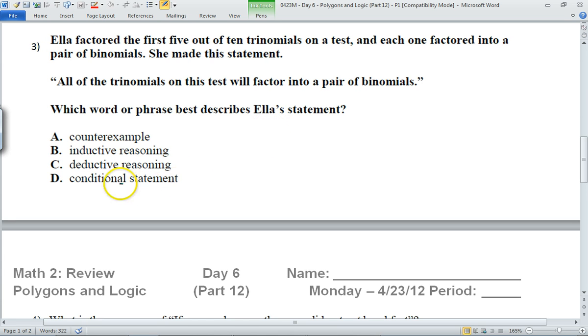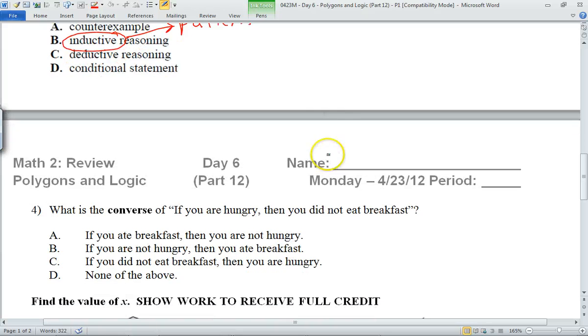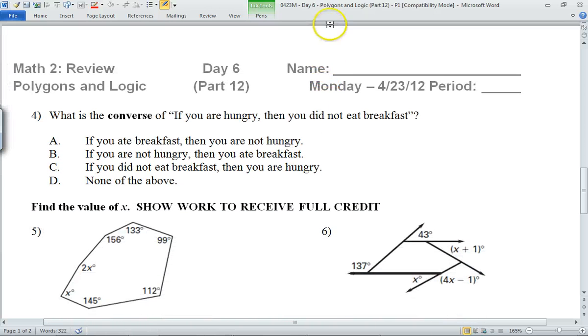Now remember, between inductive and deductive, inductive is the one that means you got it from a pattern. Deductive is the one where you're using theorems and mathematical laws and rules. That's deductive. If you're following a pattern, that's inductive. Okay, so the answer to this one was B. So memorize that vocabulary. Inductive is the pattern, the one with the pattern.